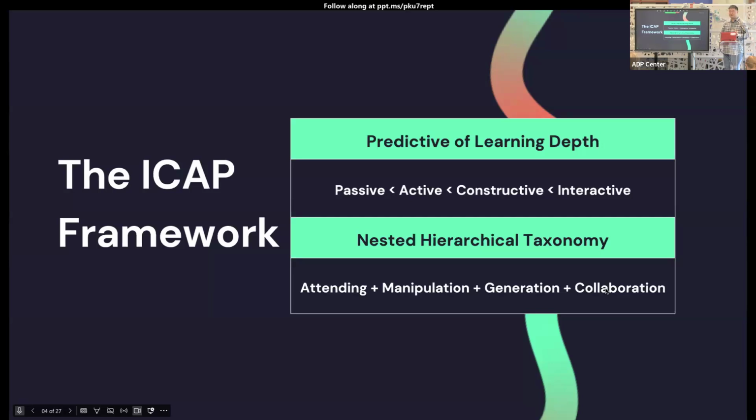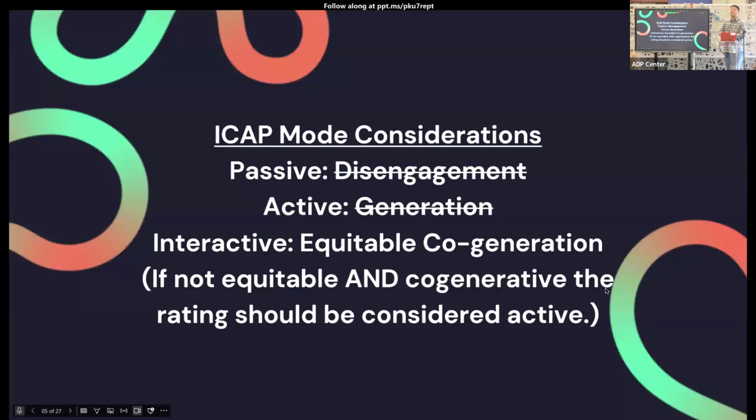And so passive is actually commensurate with attending, so those are related. Active and manipulation is related. Constructive and generation, and interactive and collaboration. And we're going to kind of stack these four things, these four cognitive tasks, and talk about how it might promote deeper learning. So some considerations for the ICAP, because we know of passive and active, right? We've heard of that often, right?